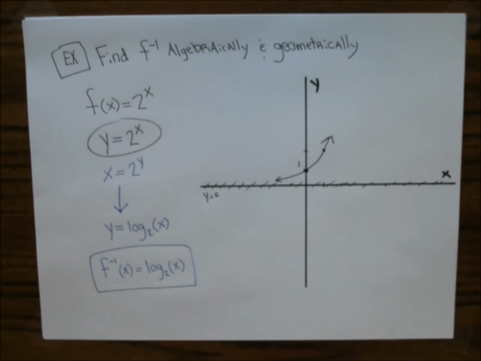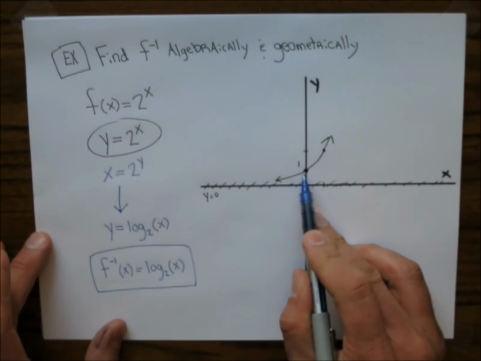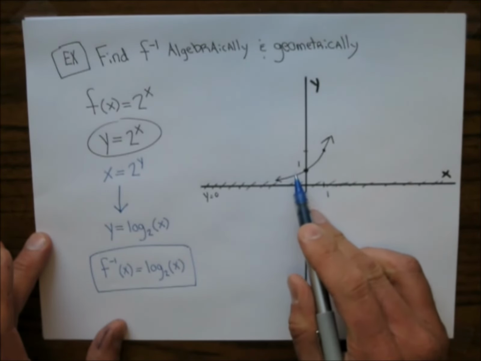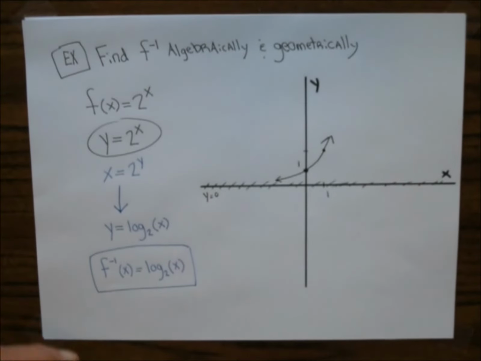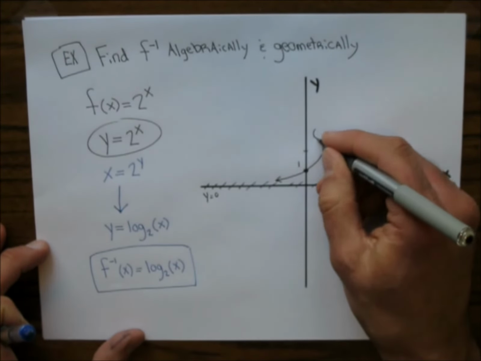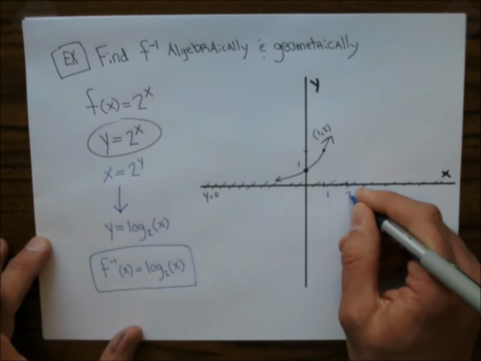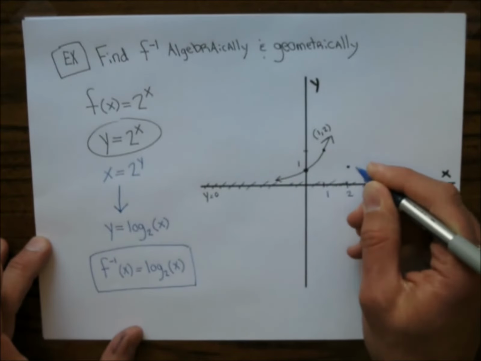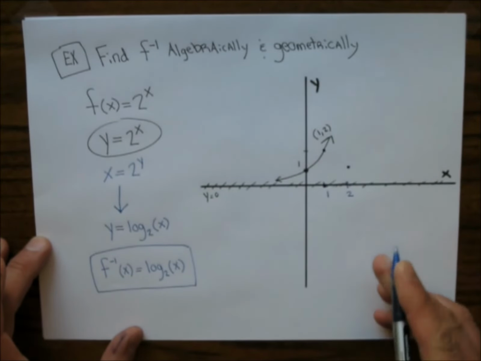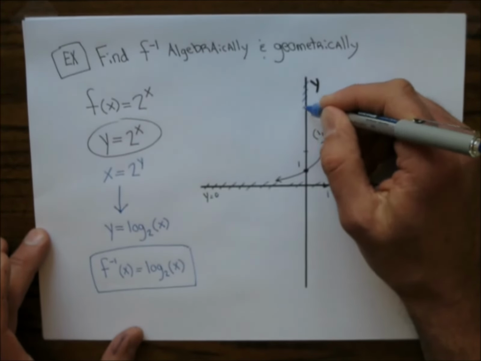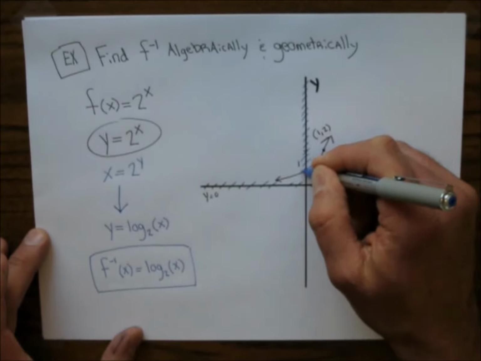Well, remember what happens when you find the inverse graph. Everything switches. So the y-intercept, which is 1, will now become the x-intercept of 1. If you want to write that as a point, (0, 1) now becomes (1, 0). The point (1, 2) becomes the point (2, 1). The x-axis wall now becomes the y-axis wall.